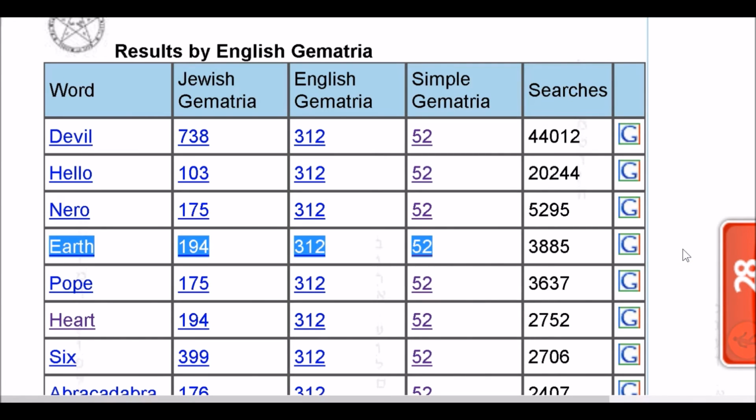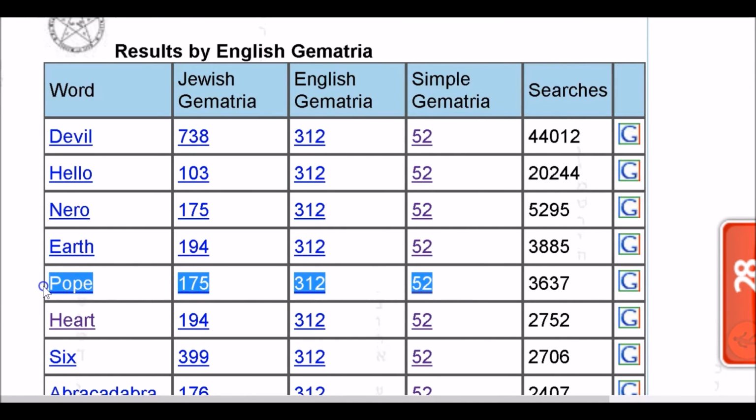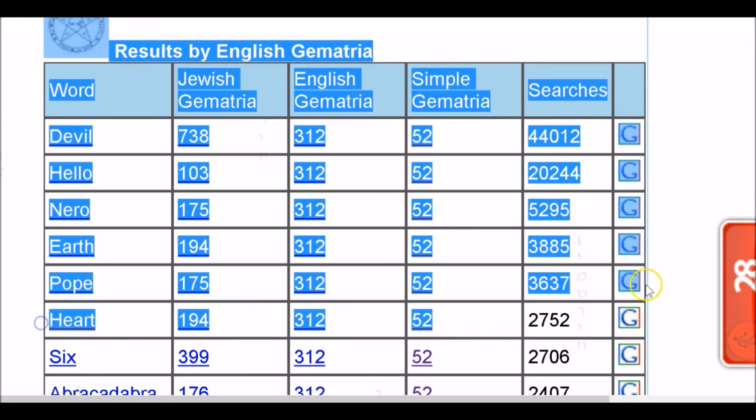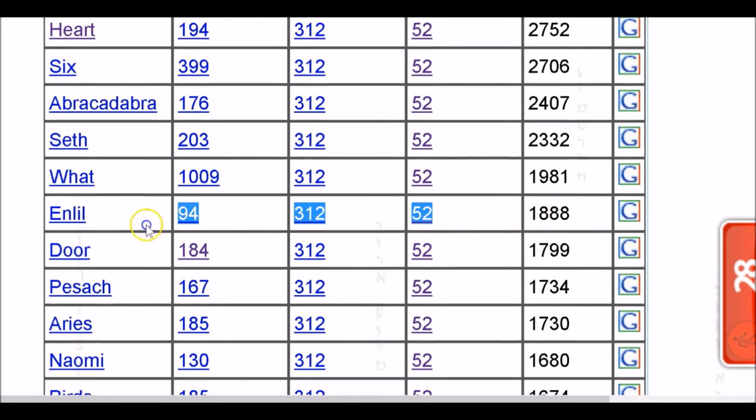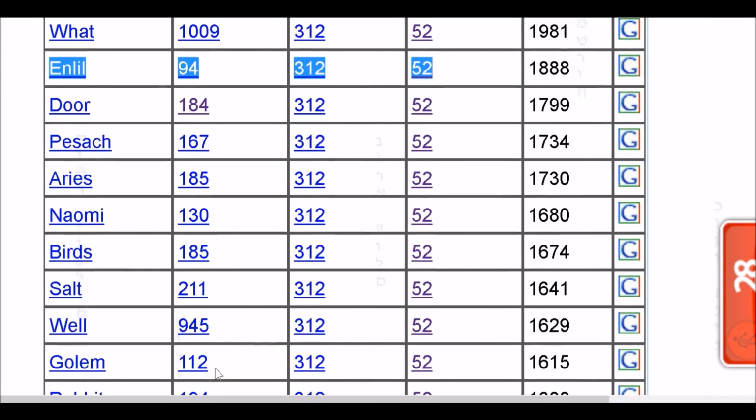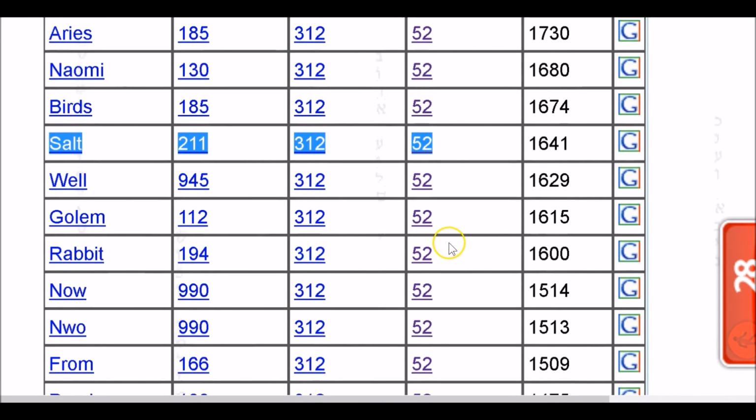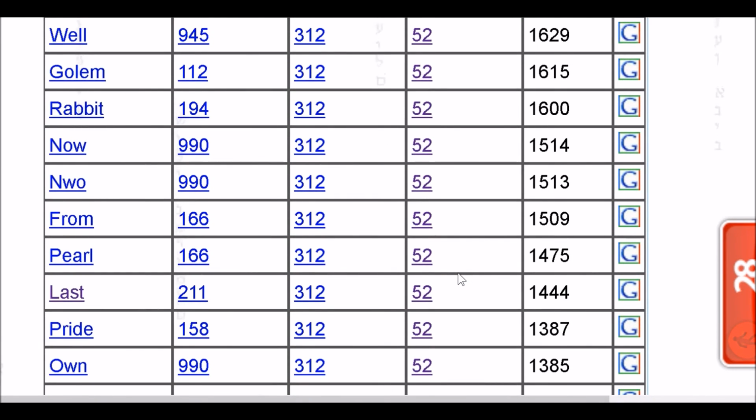Kind of like what I was just telling you. Pope. The symbolism here is like he is the spokesman between God and the earth. The sign of the heart. Abracadabra is the magic of the spoken word. It's not so much magic, but it's kind of just how it is. Enlil, he's the top Anunnaki guy. So it's interesting that it matches all these. Salt. On and on. NWO.